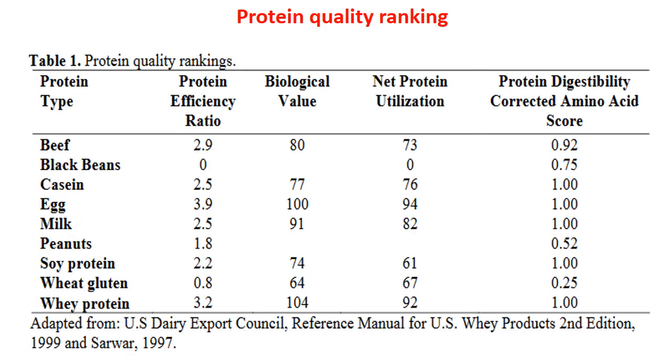Here we can see a quick look at the ranking of different kinds of proteins. As I said, the quality of protein depends on the profile of amino acids, and that quality is judged through three important parameters: protein efficiency ratio, biological value and net protein utilization. But nowadays there is a further modified score, the protein digestibility corrected amino acid score. This is a more rational way to compare different proteins, and we can see here that beef is of very high quality, then casein, egg and milk, they are one, that is very high. Even soy protein and whey protein are also very high.